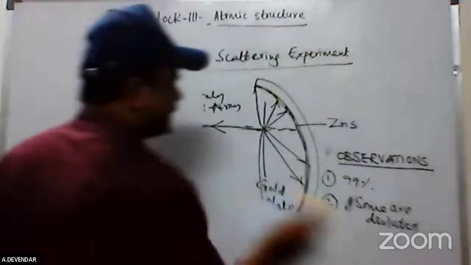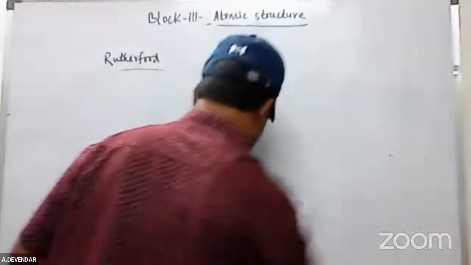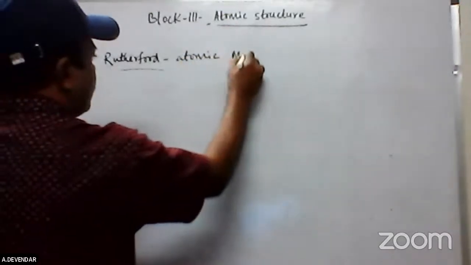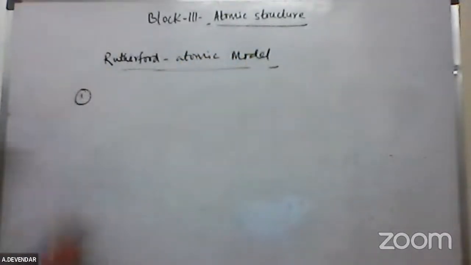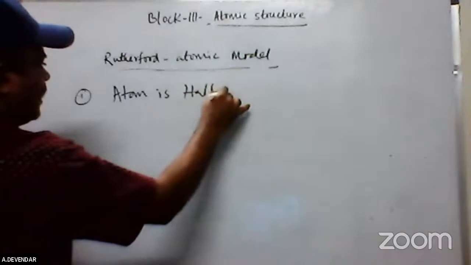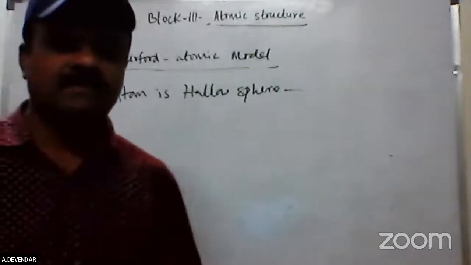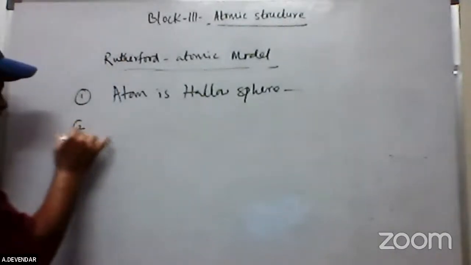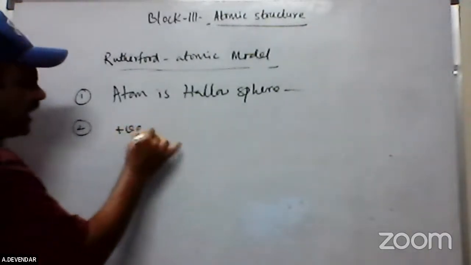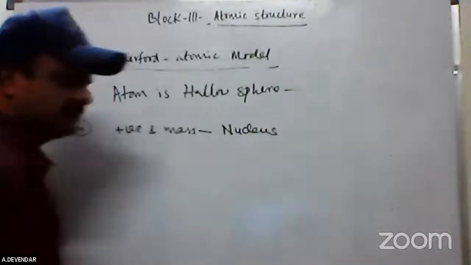Similar points we can repeat again in the model by means of the experiment. So what is the Rutherford atomic model? Please remember the points. The first point: the atom is a hollow sphere, and most of it is empty space, completely empty. A very small portion at the center holds the positive charge, and the mass of the atom is concentrated at the center. That center is called the nucleus.